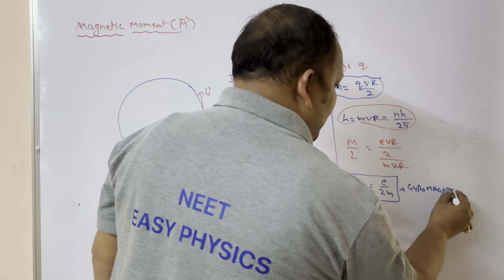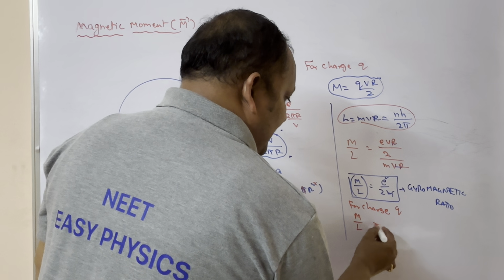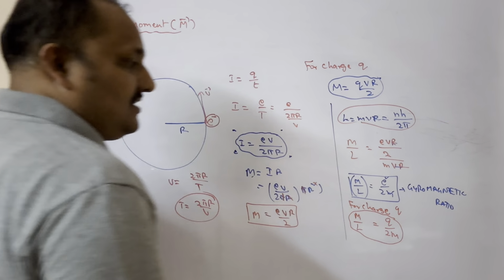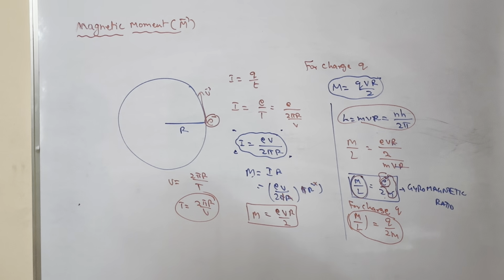They are going to ask this in problems for a charge once again. For charge Q, M by L is equal to Q by 2m. How they will ask questions, we will see. This is the gyromagnetic ratio of magnetic moment and angular momentum of a revolving electron. For an electron, it is e by 2m. Already e by m we came to know, this is called the specific charge of the electron. So half of the specific charge of the electron is also the gyromagnetic ratio.